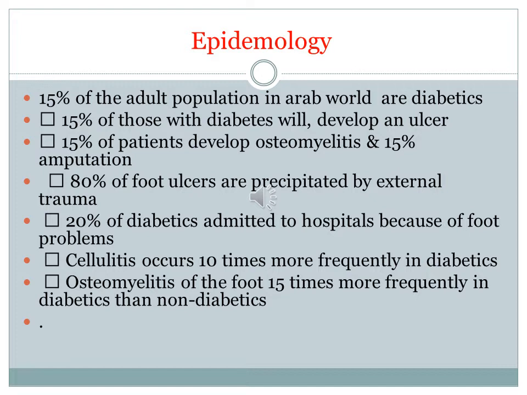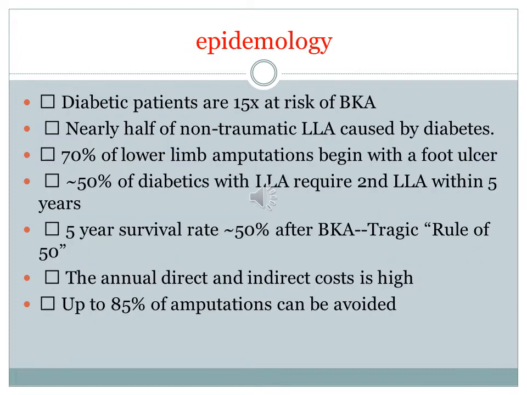Cellulitis occurs 10 times more frequently in diabetics. Osteomyelitis of the foot occurs 15 times more frequently in diabetics than in non-diabetics. Diabetic patients are 15 times at risk of below-knee amputation. Nearly half of non-traumatic lower limb amputations are caused by diabetes. 70% of lower limb amputations begin with a simple foot ulcer. Approximately 50% of diabetics with lower limb amputation require a second lower limb amputation within 5 years.